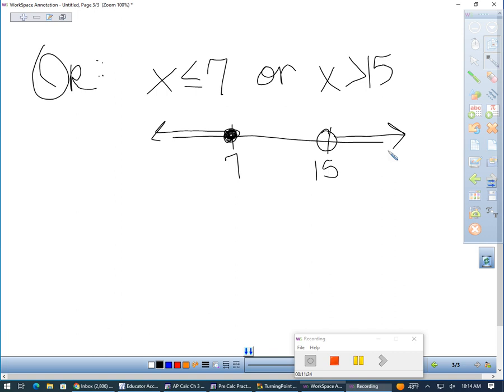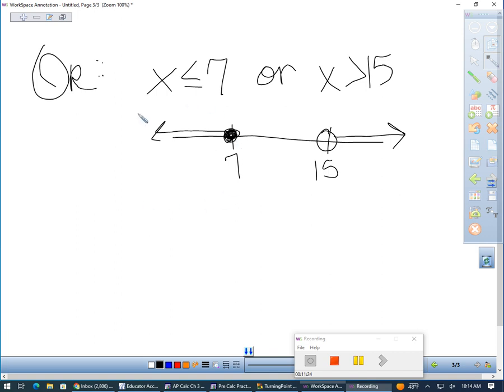Yes, Jackson? Does it matter to write 15 first? Yes. It's got to be in numerical order, right? Yeah, so 7 is on this side on your number line, and 15 is on that side. Okay? All right. So let's talk about the interval notation for an or.